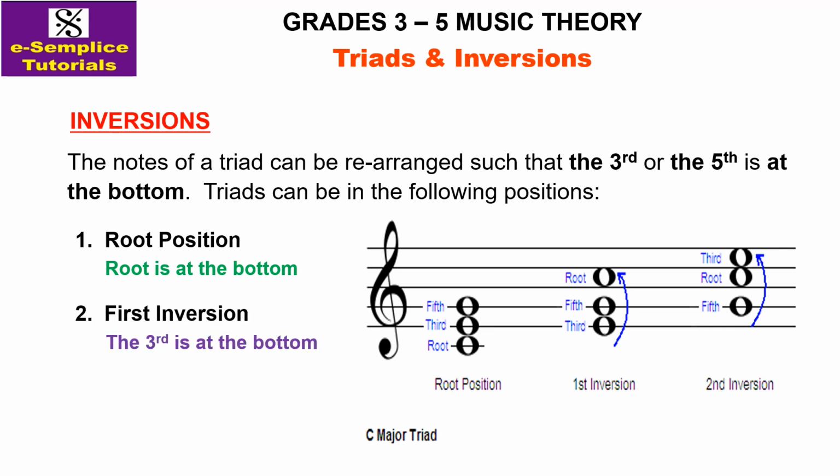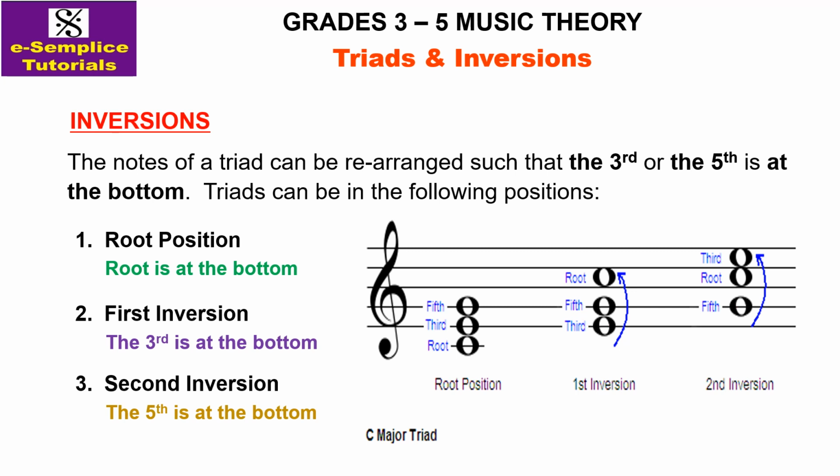First inversion means the third is at the bottom of the triad. The root goes up. Second inversion means the fifth is at the bottom, as you can see in the illustration.